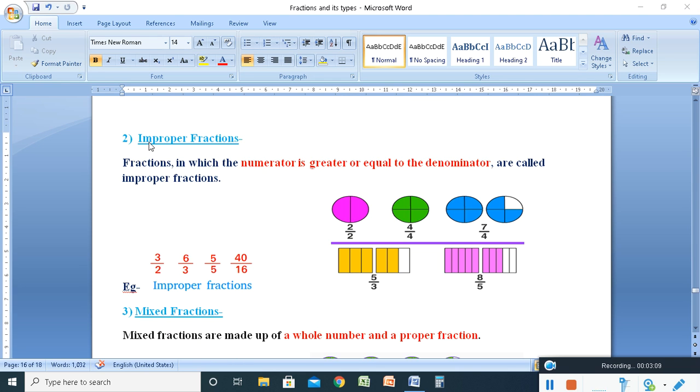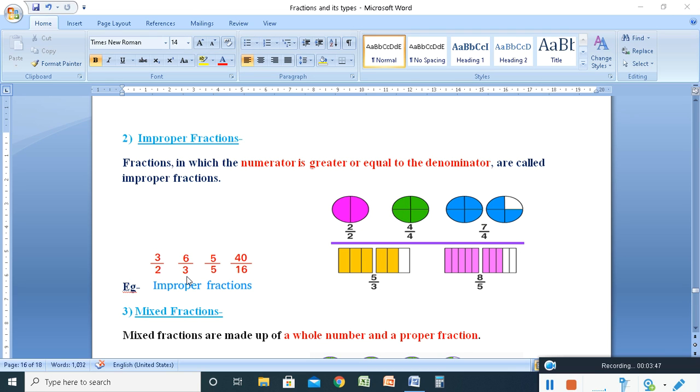The second type is the improper fraction. Fractions in which the numerator is greater than or equal to the denominator are called improper fractions. When you compare to the denominator, the numerator value should be more than the denominator, or otherwise an equal value. Look at the example 3 by 2. 2 is the denominator and 3 is the numerator. So the numerator value is more than the denominator. So you can say 3 by 2 is an improper fraction.